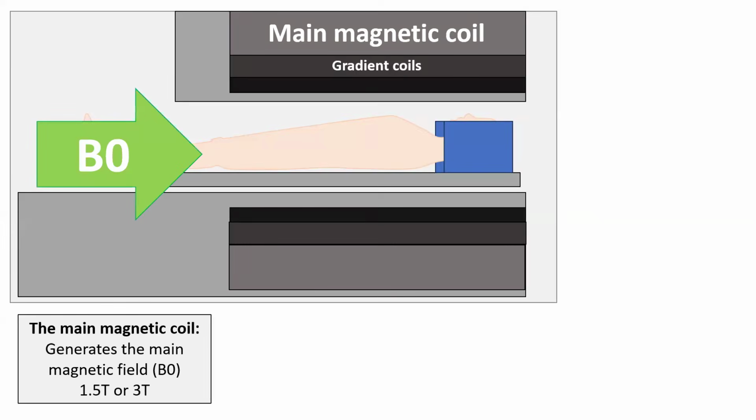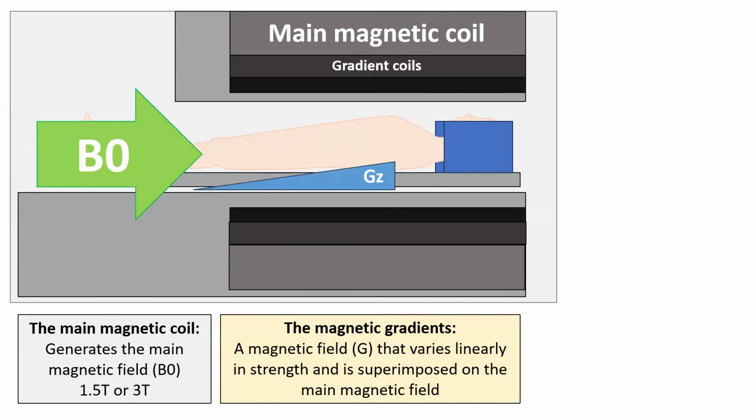What do they do? The main magnetic coil is responsible for the generation of the main magnetic field, which in clinical MRI machines is generally 1.5 or 3 Tesla. Then we have the magnetic gradients, which are created or induced by the gradient coils. What is that? It's also a magnetic field, but it's not uniform. It doesn't have the same strength.